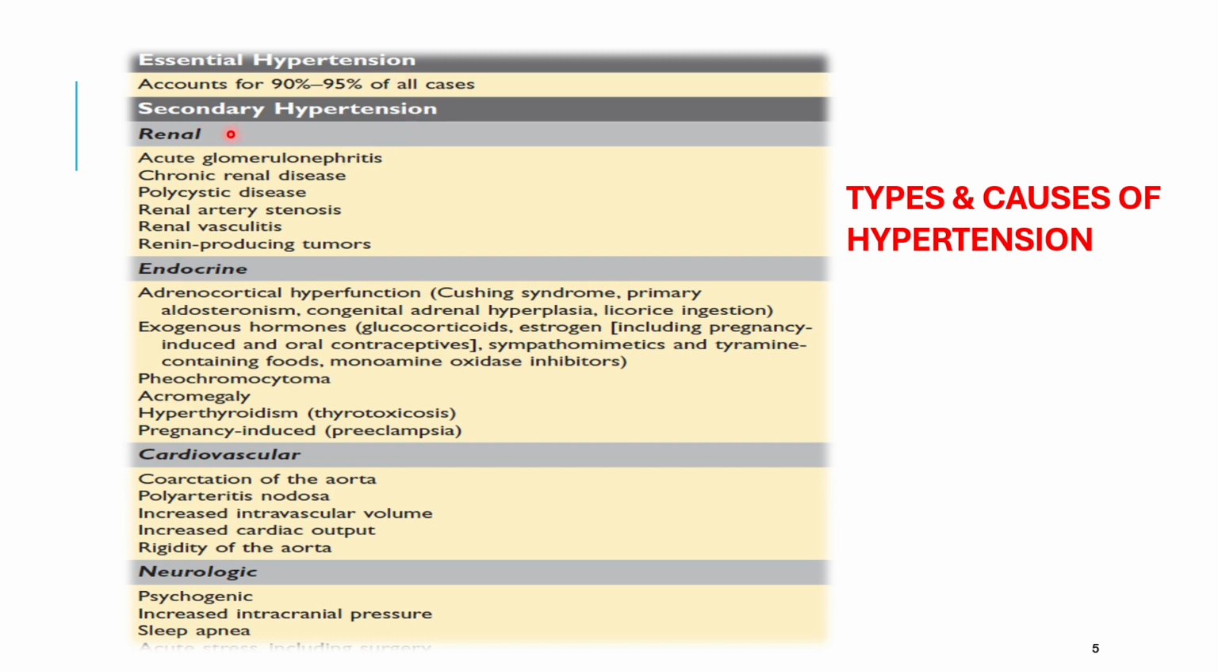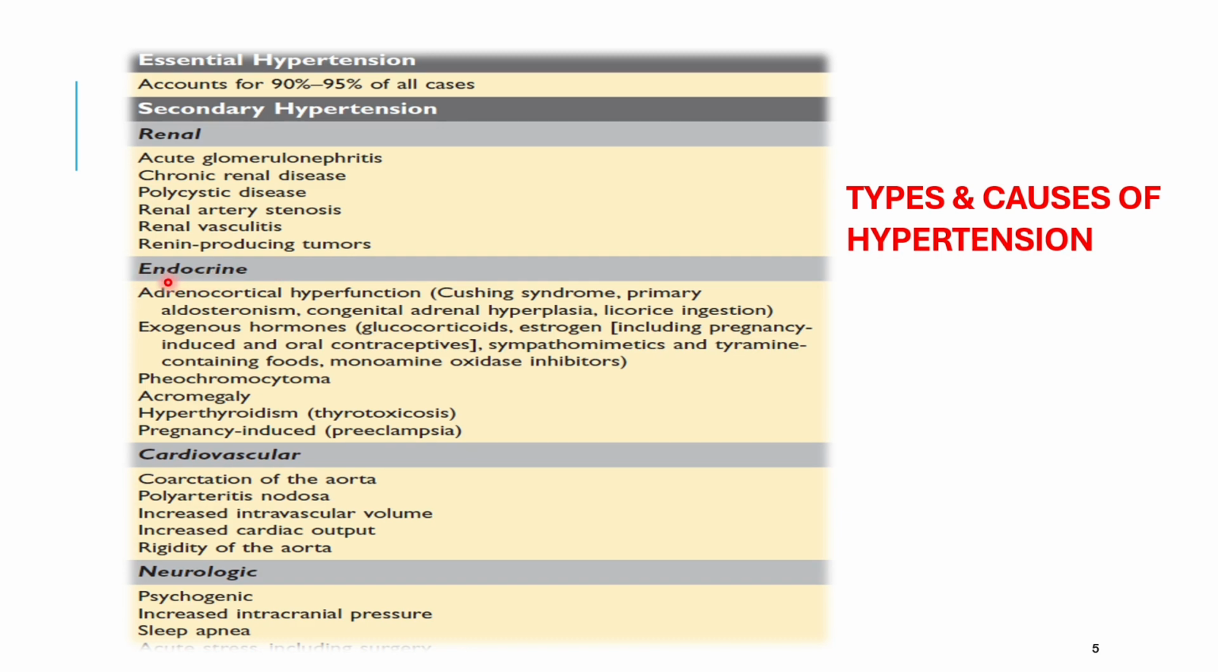So what are the secondary causes of hypertension? The important one is renal causes, right? The renal causes in the form of glomerulonephritis. We know that in glomerulonephritis, the patient has hypertension, hematuria, oliguria, and edema. Chronic renal disease, polycystic disease, renal artery stenosis, an important cause, renal vasculitis, and renin producing tumors, right? So these are the renal etiologies for producing secondary hypertension. We will discuss later how renal artery stenosis and vasculitis lead to hypertension, and how a renin producing tumor leads to hypertension.